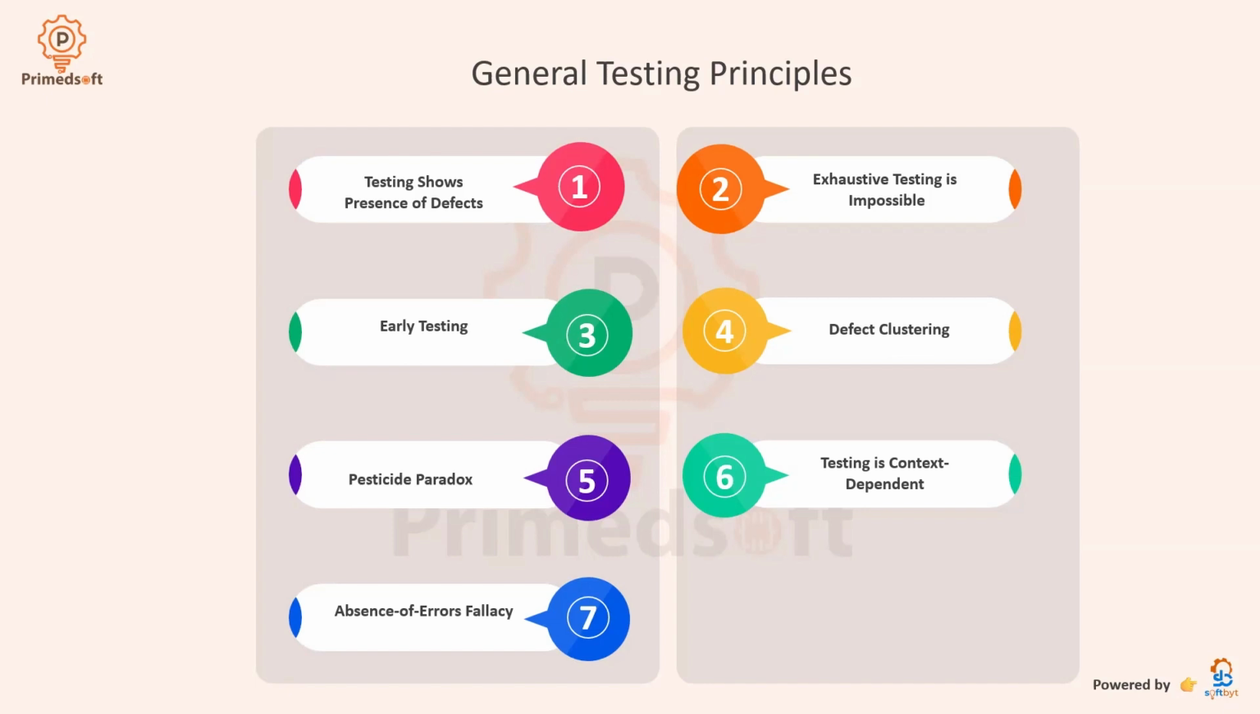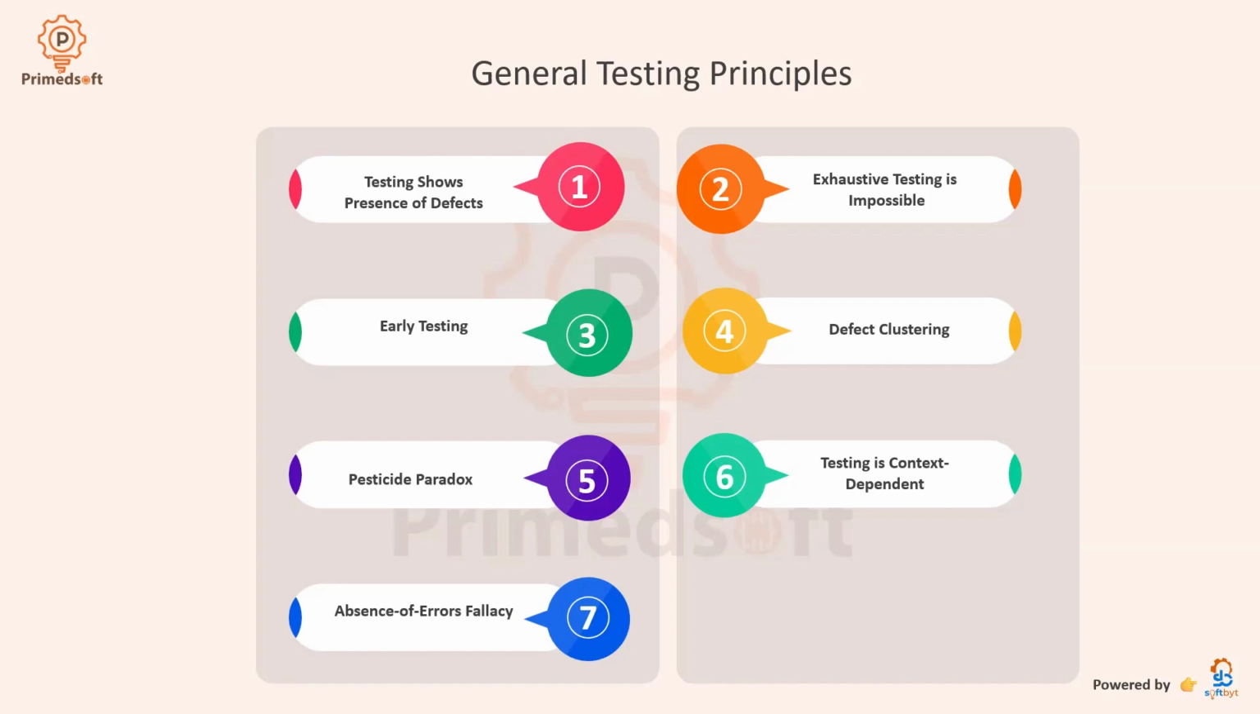The 4th general testing principle is defect clustering. In a given system, a small number of modules or functionalities typically contain the majority of defects. Focusing testing efforts on these high-risk areas can yield a more effective outcome.